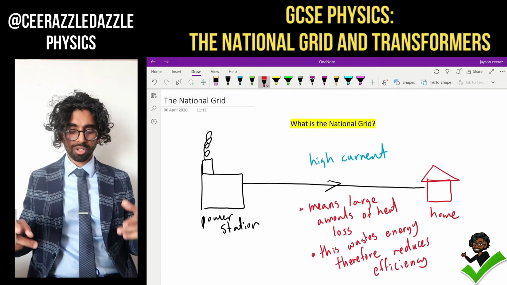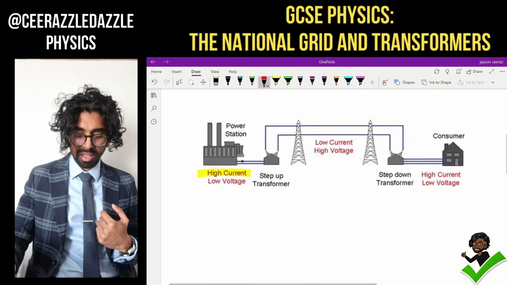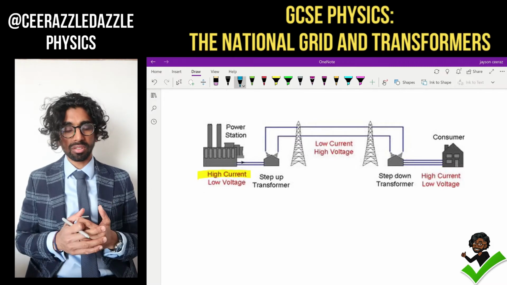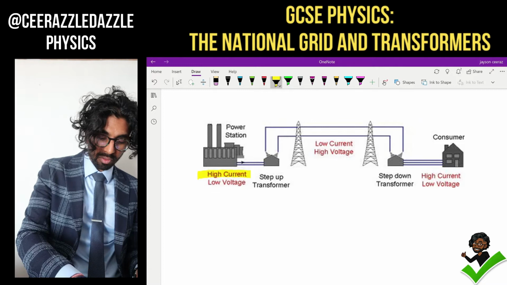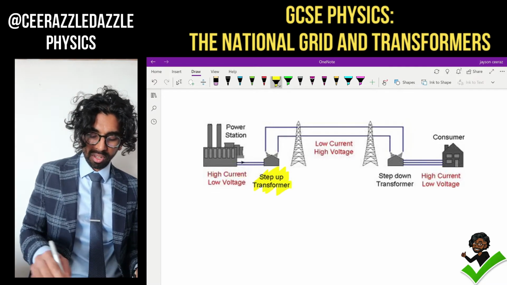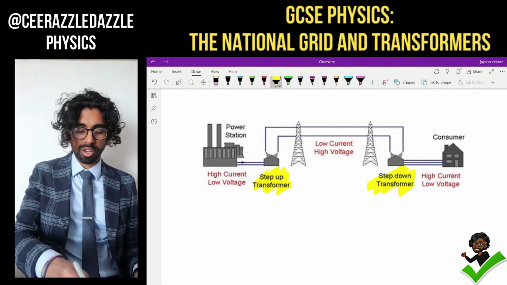So what is the solution? Well, here are the solutions. It's going to be inserting these devices called transformers into the system. So we've got two of them here: the step-up transformer and a step-down transformer. Don't think of robots, it's definitely not robots.